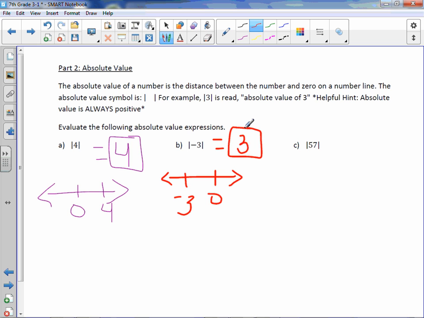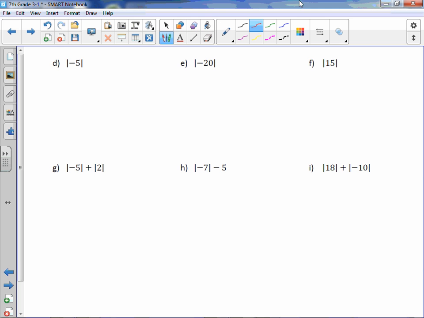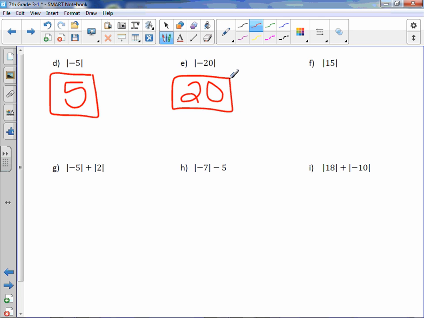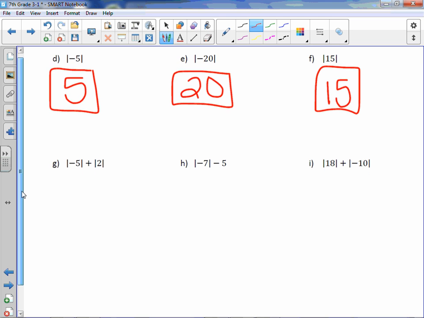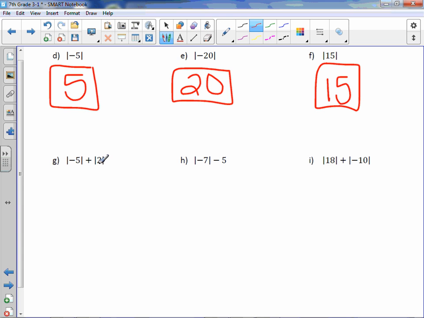The absolute value is always positive. Because you are talking about distance, distance cannot be negative. So the absolute value of 57 is 57. D, the absolute value of -5 is positive 5. The absolute value of negative 20 is positive 20. The absolute value of 15 is positive 15. It's always positive. Now, for these next few examples, we have two different absolute values.